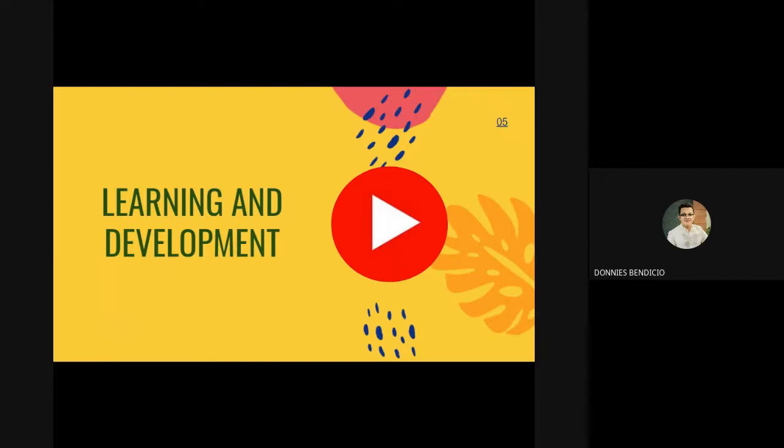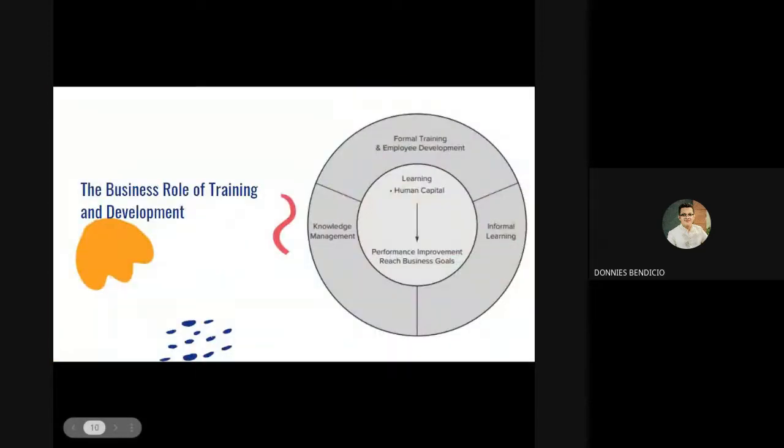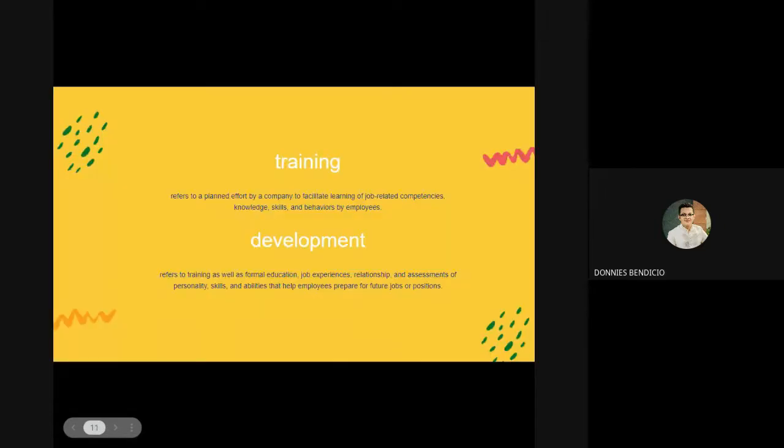Okay, so now let's proceed with some of the important concepts of training and development. Again, training refers to a planned effort by a company to facilitate learning of job-related competencies. So unlike learning, training is a planned one. It aims to provide job-related competencies, or make an effort to develop the competencies, knowledge, skills, and behaviors of these employees.